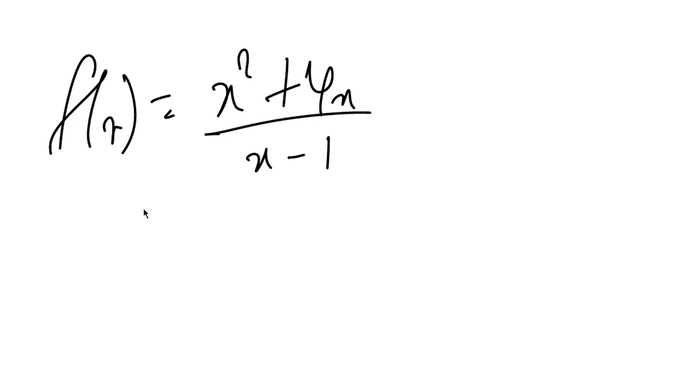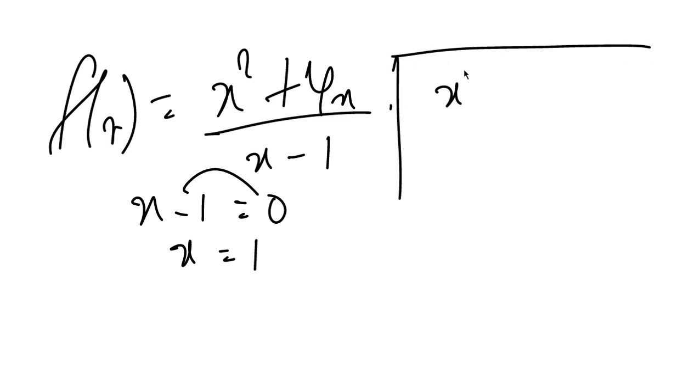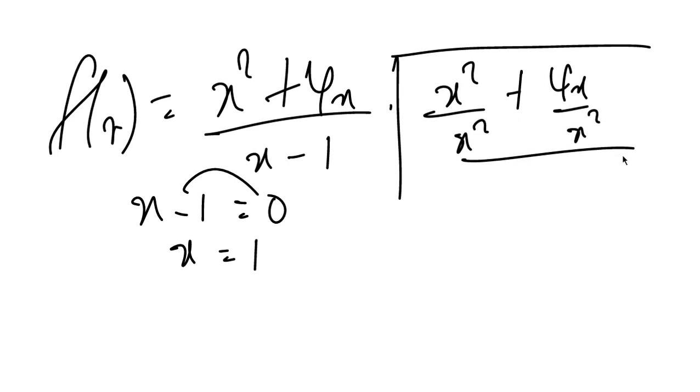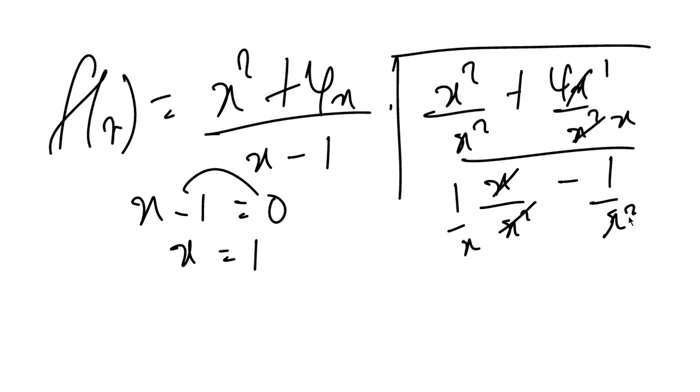If you have f of x equal to x squared plus 4x all over x minus 1, and I ask what's the vertical asymptote? Equate to 0, right? Vertical asymptote at x equal to 1. But what's the horizontal asymptote? You divide by the highest power, right, which is x squared. So that's x squared over x squared plus 4x over x squared, over x squared minus 1 over x squared. This leaves us with 1 over x.